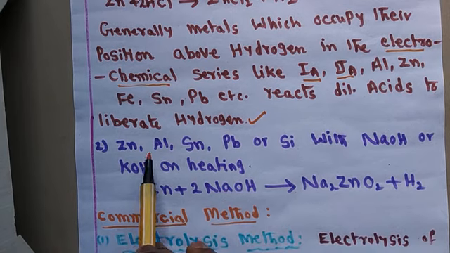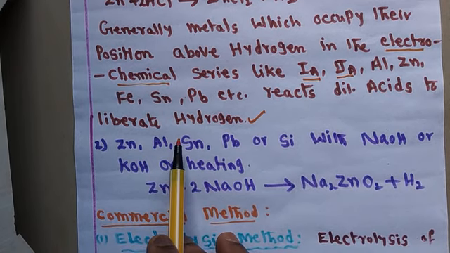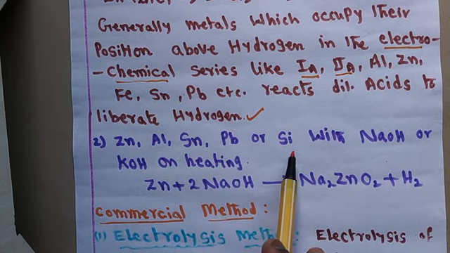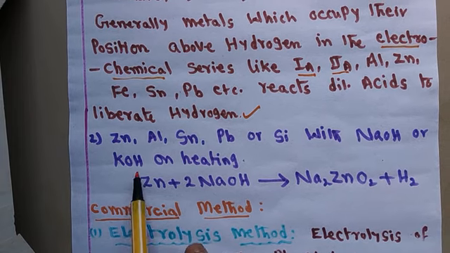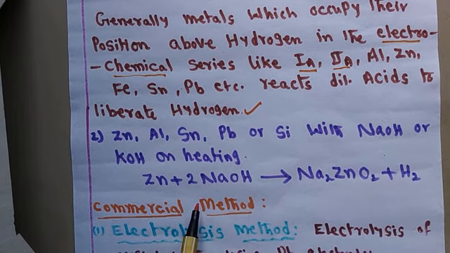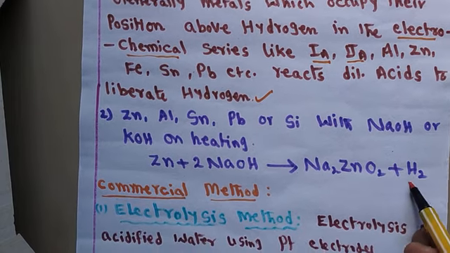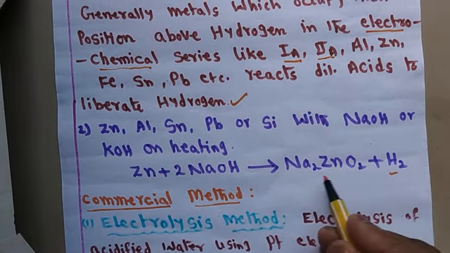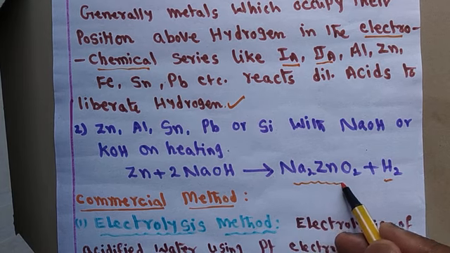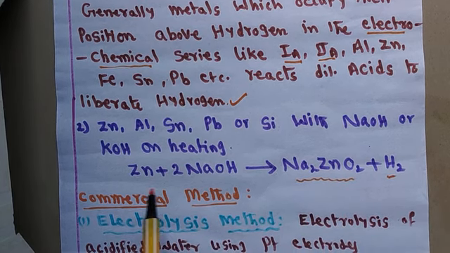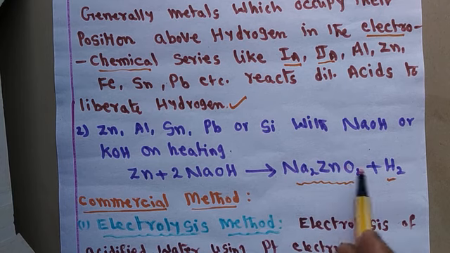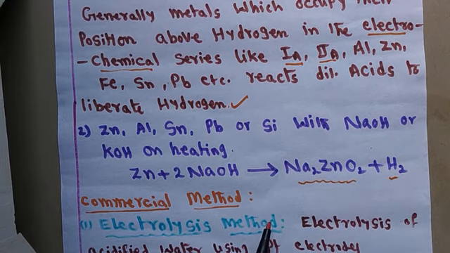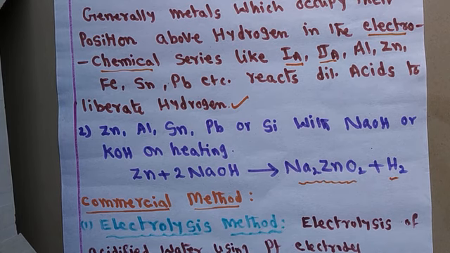Like that, zinc, aluminum, tin, lead or silicon. Silicon is a non-metal which, with NaOH or KOH on heating, also gives hydrogen gas. Now here one of the byproducts is sodium zincate, whenever zinc reacts with NaOH. Like that, aluminum reacts with NaOH to form sodium aluminate also. One of the products formed is hydrogen gas, children. So these two are laboratory methods.